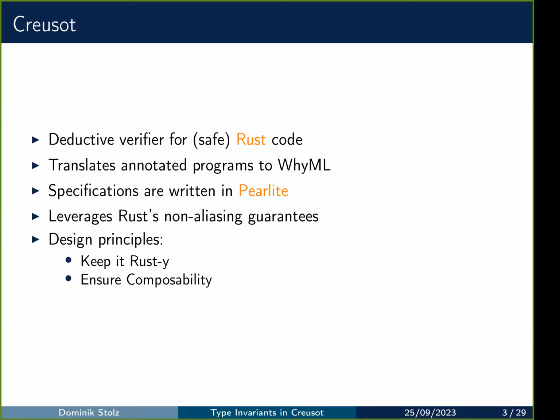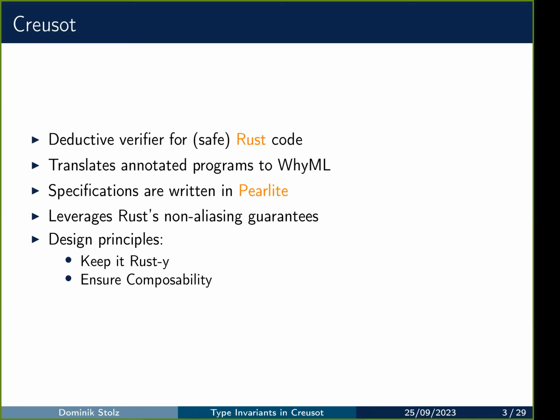I also listed two design principles of Creusot here, which I also try to follow as a guidance for the design of type invariants in Creusot. The first principle is keep it rusty. This means that a Rust developer should not be too surprised by how verifying Rust programs works. This is, for example, shown with the Pearlite specification language, which uses a very Rust-like syntax, or also making use of existing Rust features like traits or macros in verifying programs.